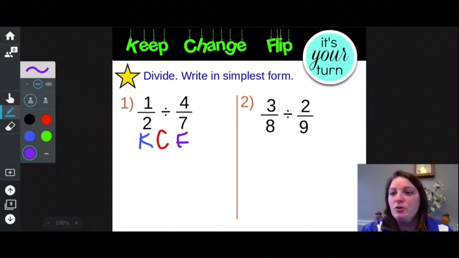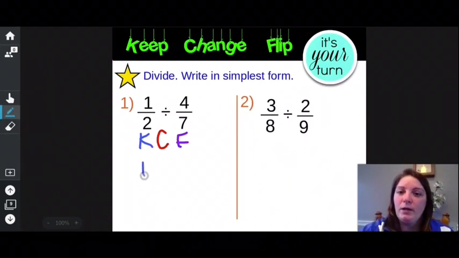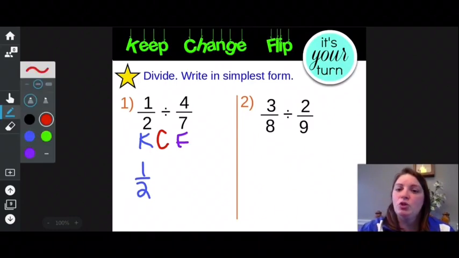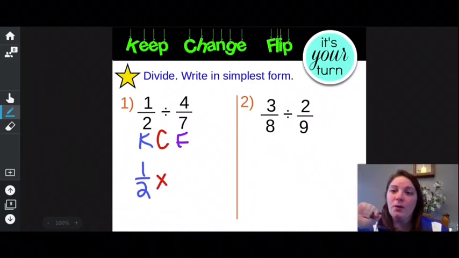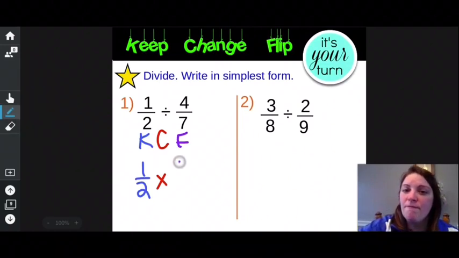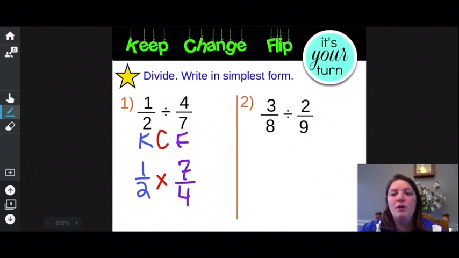Let's keep our first fraction the same. 1/2. Did you do that? A common mistake is to flip both fractions because we like flipping so much that we do both. Now, keep the first fraction the same. All right, did you change to multiplication? And then did you flip? Don't forget to flip the second fraction to 7/4. And now we multiply.